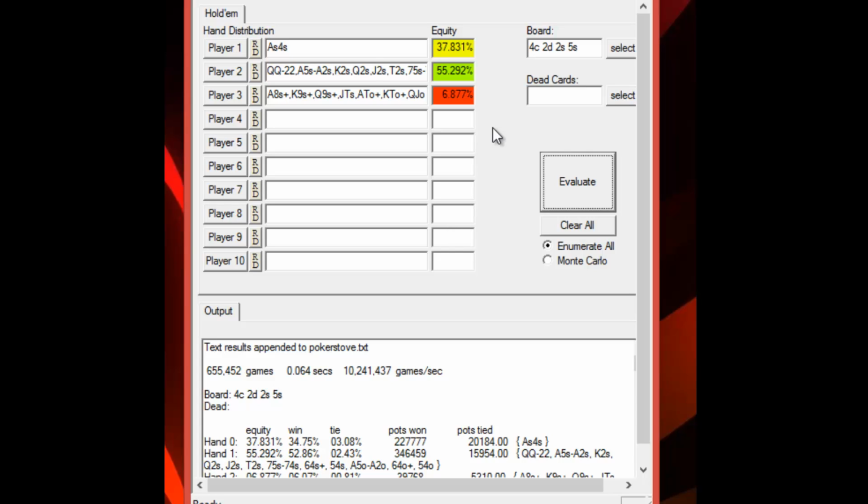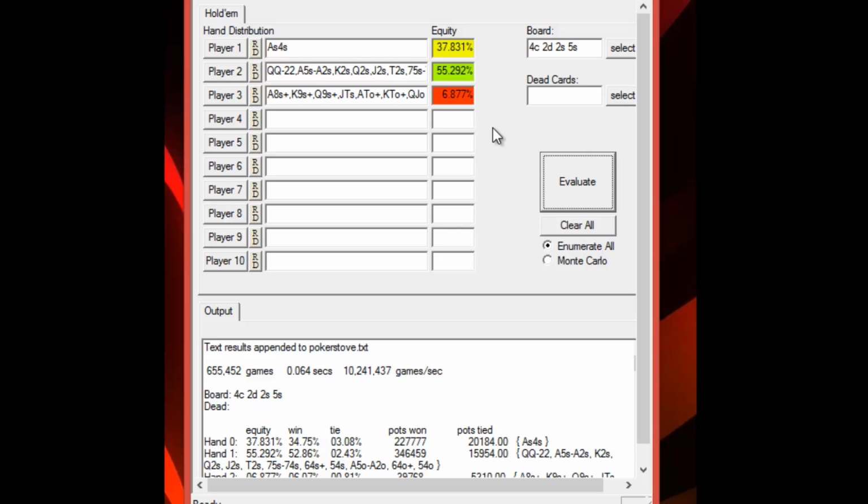So what else? So what else do we need to talk about regarding ranges? Well, let's talk about your c-bet range. Because when you c-bet, it's actually a really interesting look at how a range works.